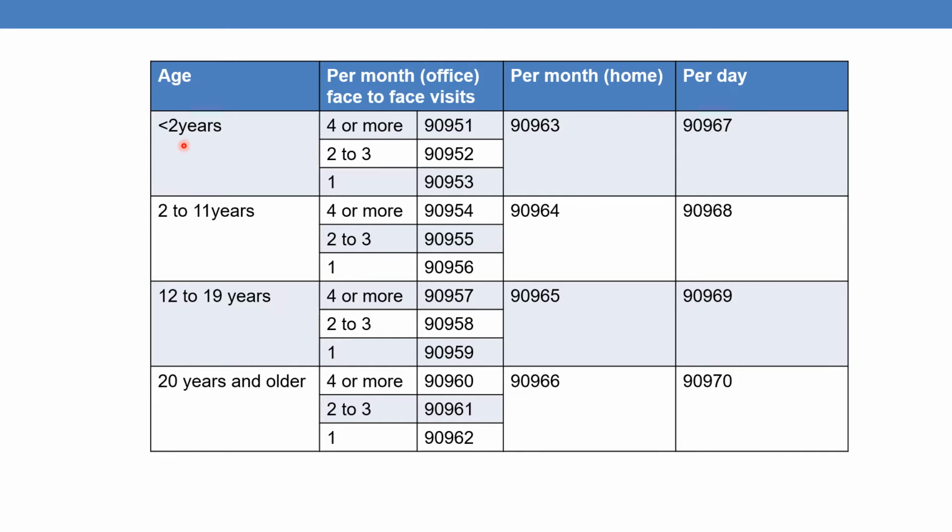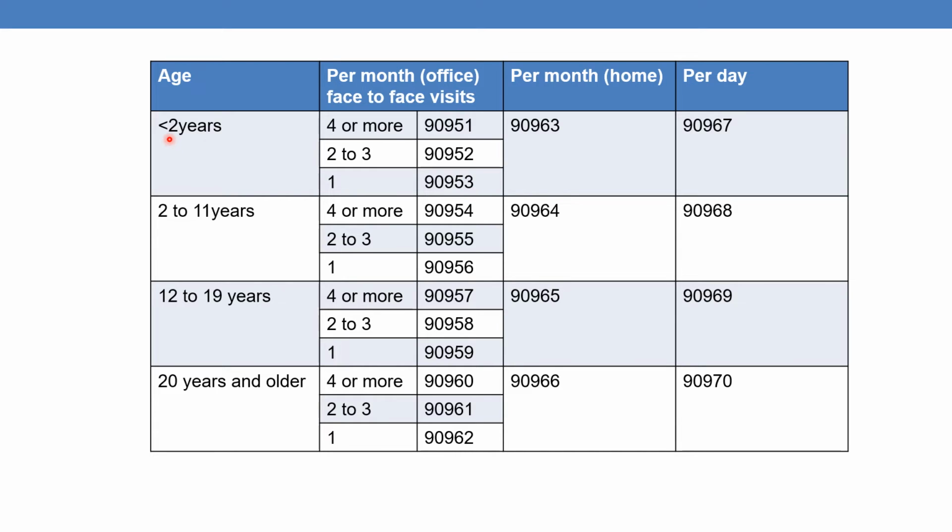And third criteria is whether the service is provided per month or per day. For patient less than 2 years of age, if 4 or more face-to-face visits of ESRD services are provided in the physician's office, the code is 90951. For 2 to 3 face-to-face visits in physician's office, the code is 90952. And for 1 face-to-face visit, the code is 90953.